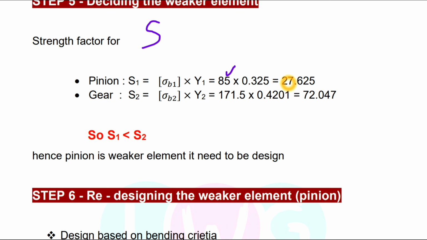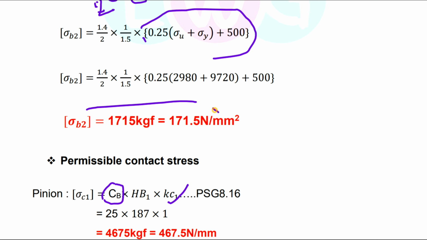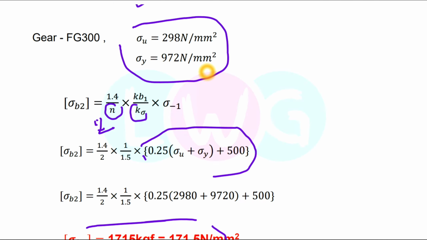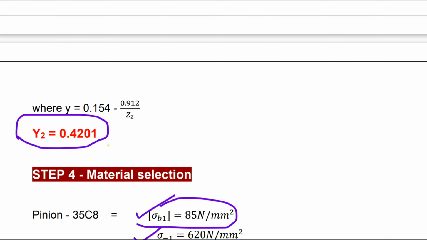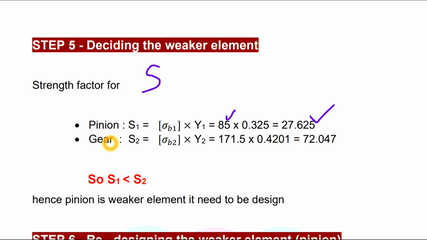So 0.325. After solving this we will get S1 is equal to 27.625. Same for the gear, S2 is equal to sigma B2. We got the value of sigma B2 here, and next will be Y2. We got the value here, Y2 is equal to 0.4201, and after putting the values and solving we get the value of S2, which is 72.047.